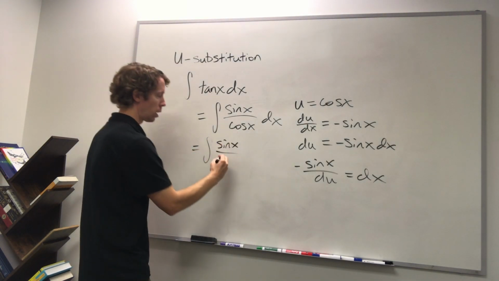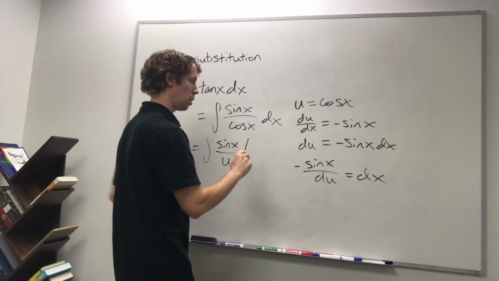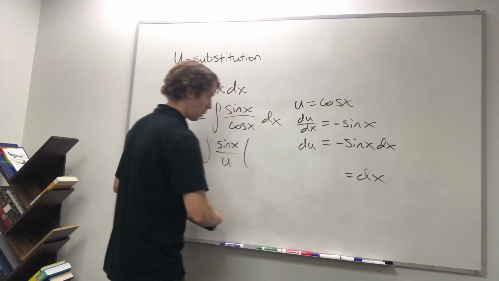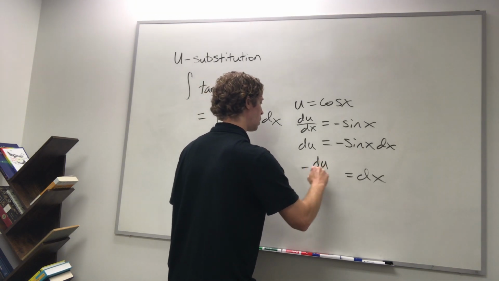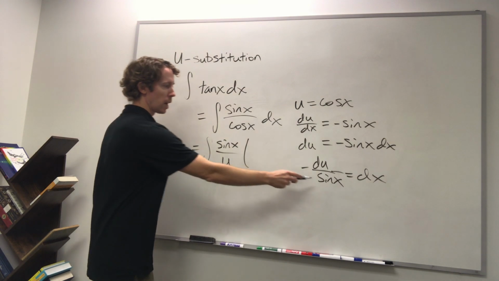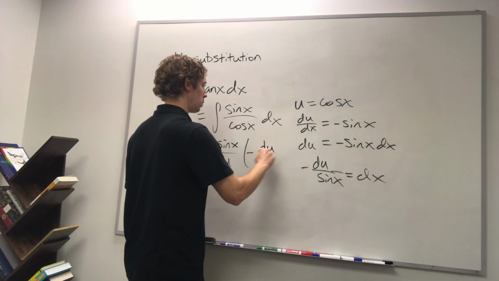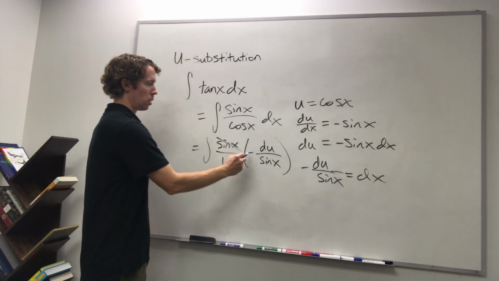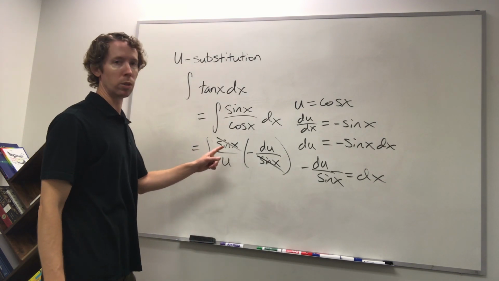I'm going to rewrite cosine as u. I wrote this incorrectly. I should have been dividing du by negative sine x. It's important for me here because that sine x in the bottom should be canceling this sine x. Alright, now these do indeed cancel. So I'm left with the integral of negative 1 over u du.